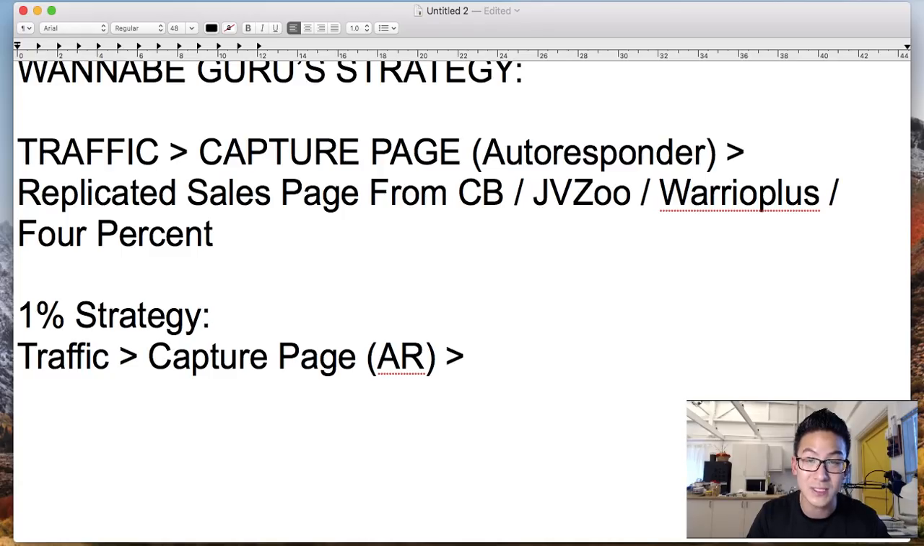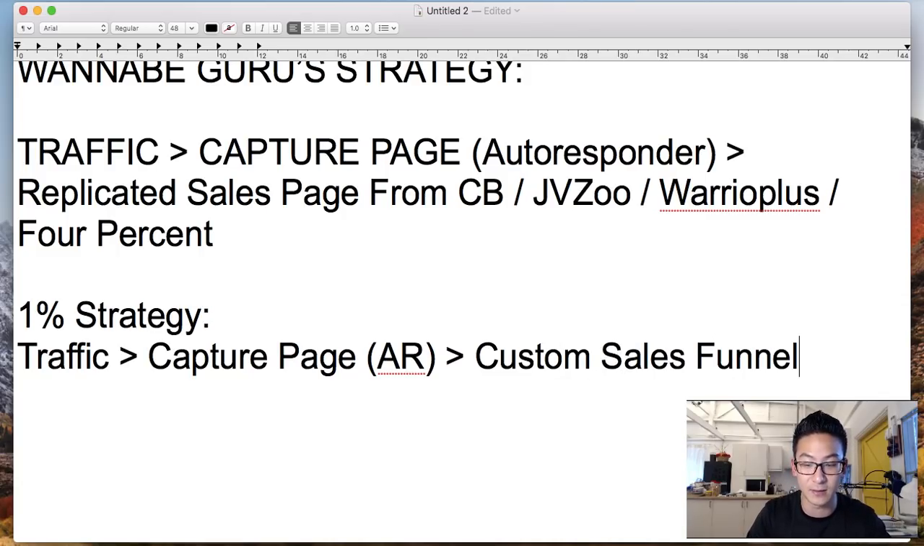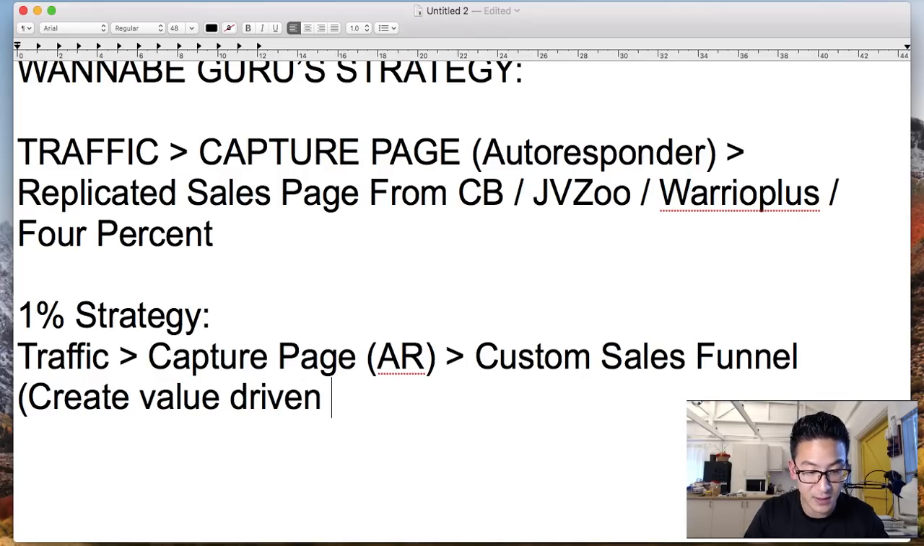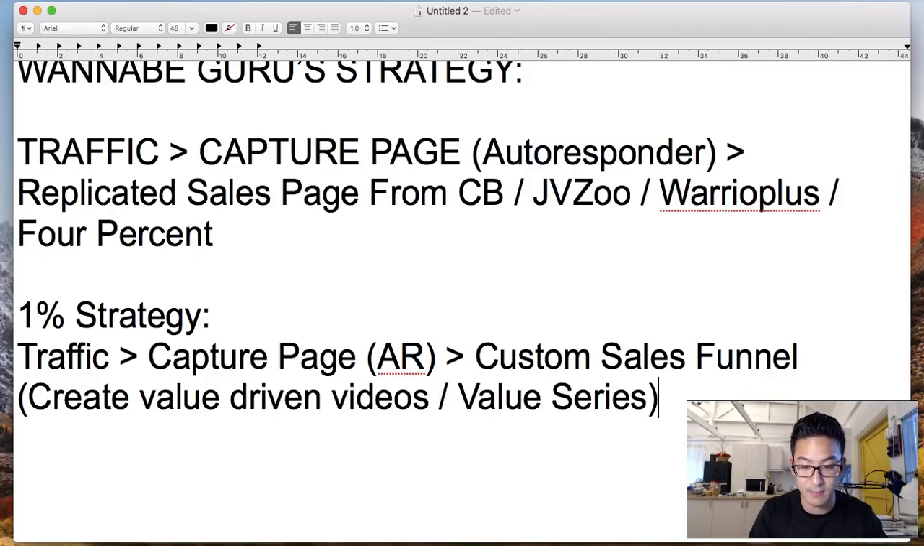And then you don't send them to your replicated sales page. You send them to a custom sales funnel that you create, okay? And it's very simple. All you have to do is create value-driven videos. I call this the value series, right? You guys might have heard this before, but that's all it is. It's short, little, value-driven videos that allows your audience to get to know, like, and trust you.